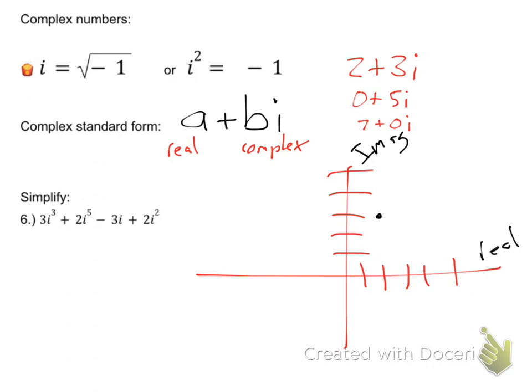So that is that point. 0 plus 5i is where? Straight up. 5: 1, 2, 3, 4, 5. You guys get this? 7 plus 0i is to the right. 7: 1, 2, 3, 4, 5, 6, 7. There we go. Okay, that's how you would graph them.